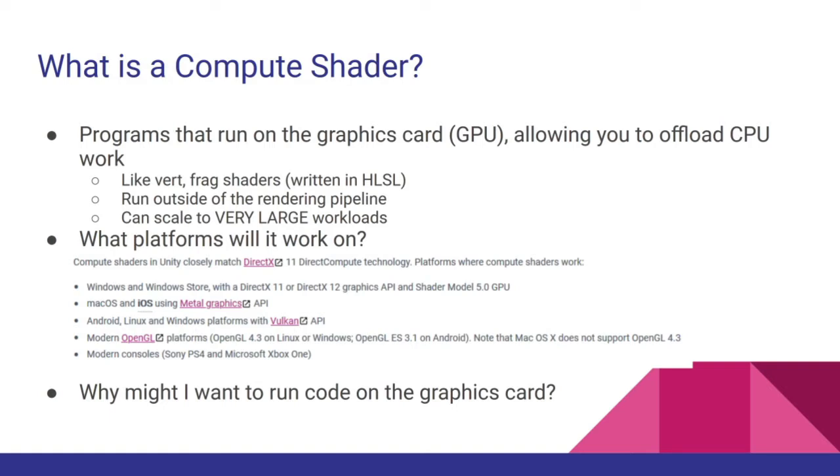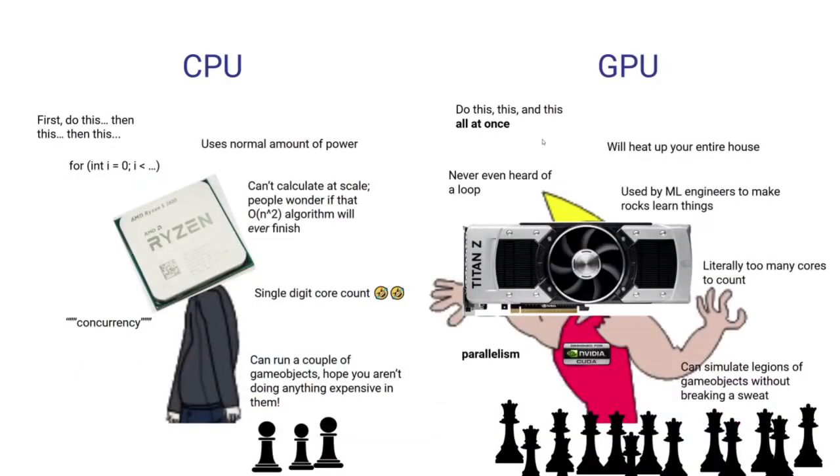And now we must answer the question: okay, it can scale, but why the graphics card? What's so special about the graphics card? I'm intentionally segueing into this meme. To compare the CPU to the GPU, for people who don't know that much about hardware, a CPU basically is a handful of cores, like a single-digit core count.